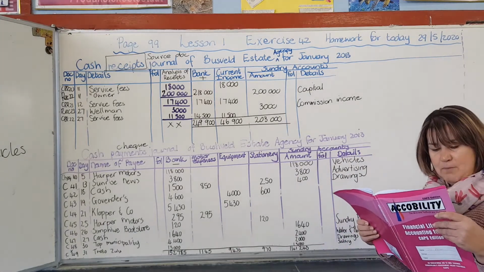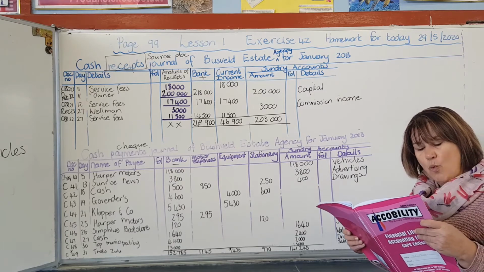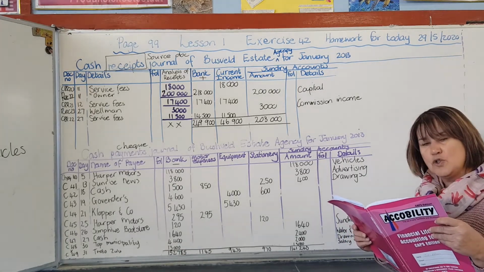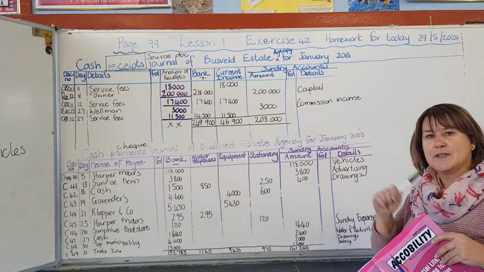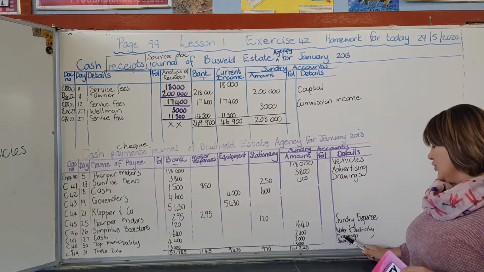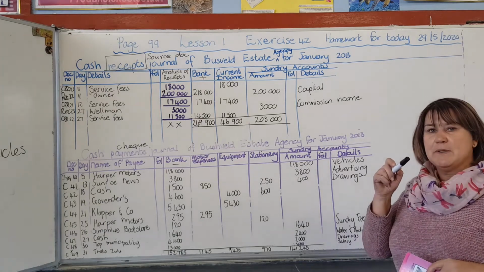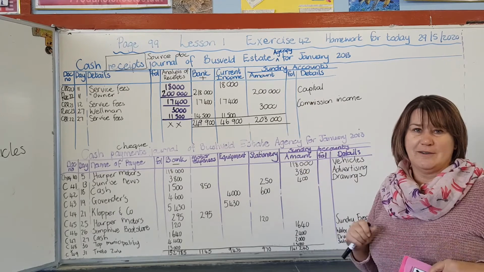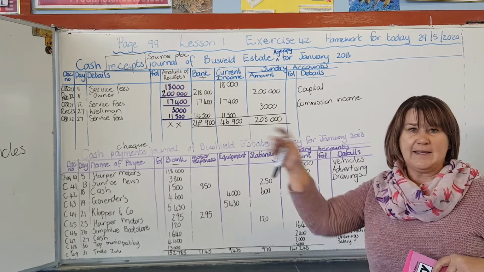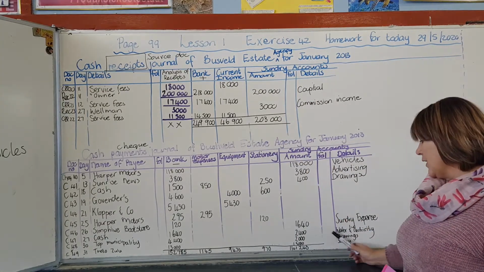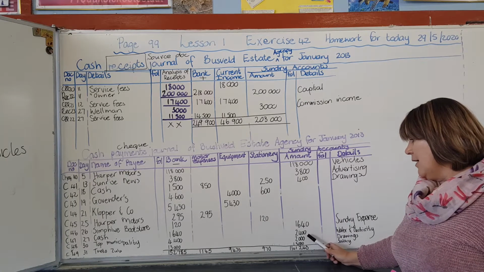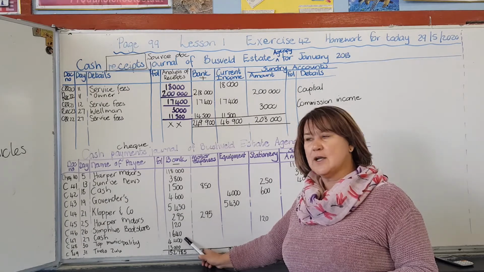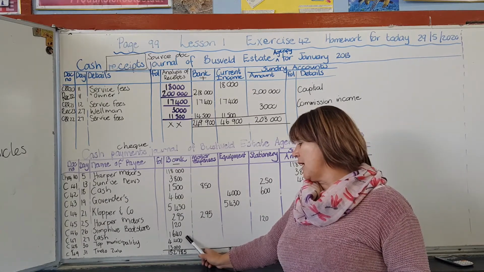But then the second part of that sentence says, and the water and electricity account of the owner's personal dwelling, so where he lives, 2,000 rand. So that's going to be drawings. So what happens here? The business pays for the owner's personal water and electricity at his house. So that's why it's drawings. So if you add that together, that gives you the amount of 4,400 rand.